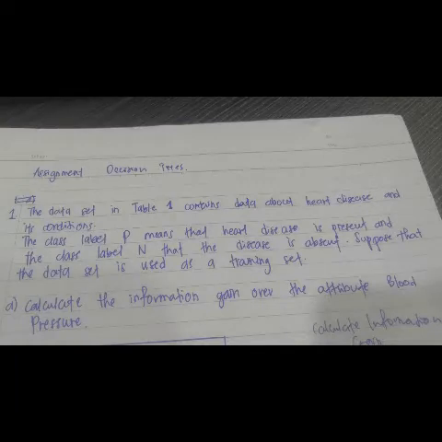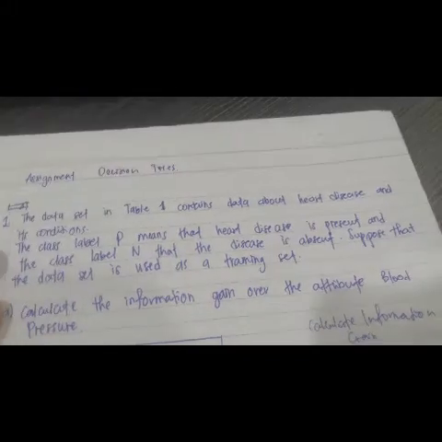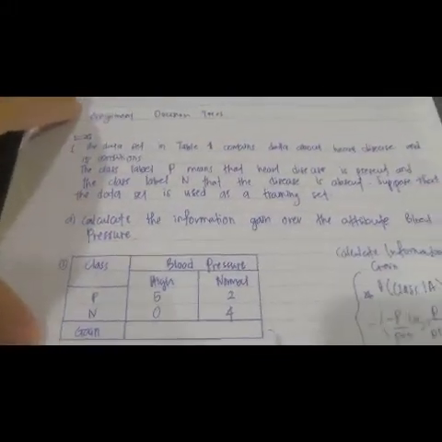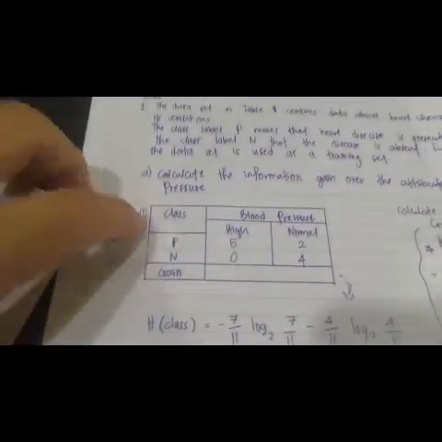So first of all, let's go to the questions. The data set in table 1 contains data about heart disease and its condition. The class label P means that heart disease is present, and the class label N that the disease is absent. Suppose that the data set is used as a training set. So calculate the information gain over the attribute blood pressure.